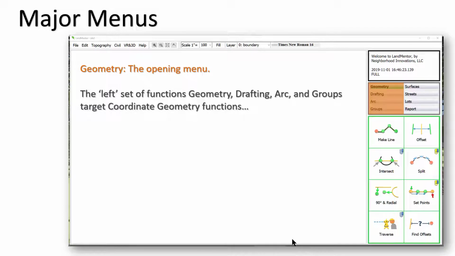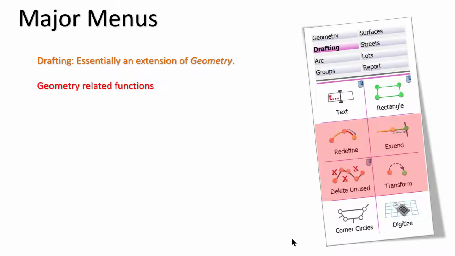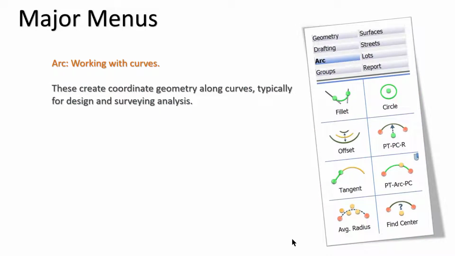The left main functions are geometry, drafting, arcs, and groups. All of it's coordinate geometry. So essentially, think of it as coordinate geometry 1, 2, 3, and 4. It's all geometric. The right buttons are more for automation and reporting. The drafting functions are essentially an extension of the geometry related functions and some drafting like text. Text is not geometry, or putting circles at the corners of property lines, things like that.